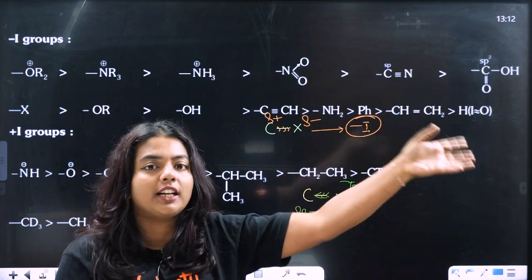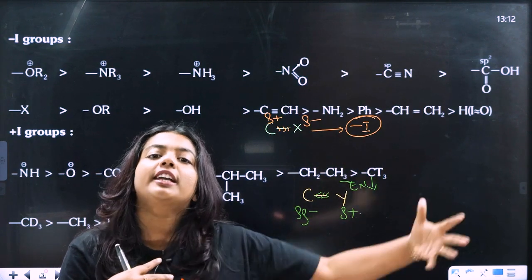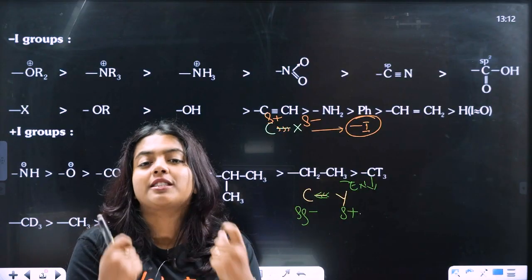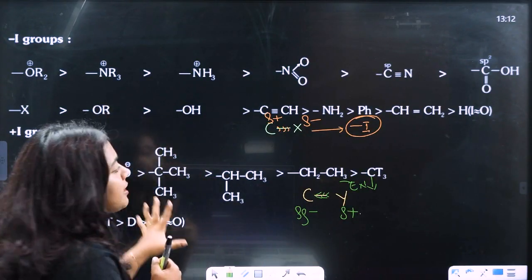In the next category, I will not give electrons, I will keep taking them. So what will be happening? I will be termed as the electron withdrawing group and called the minus I group. So this is the minus I group and this is the plus I group.